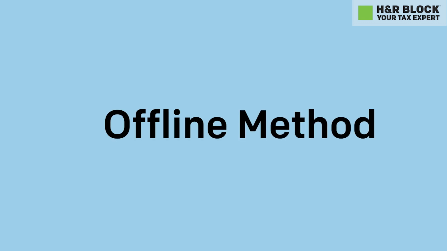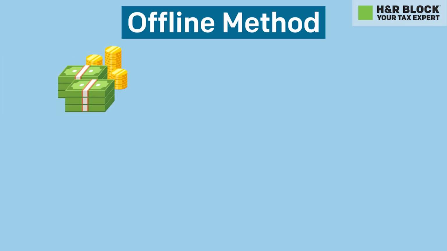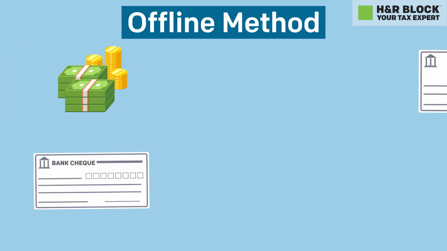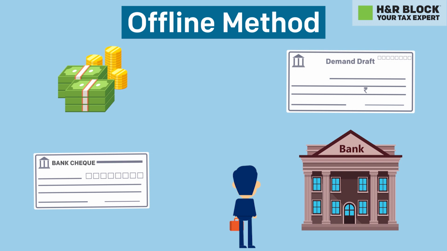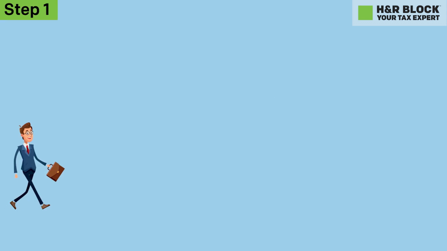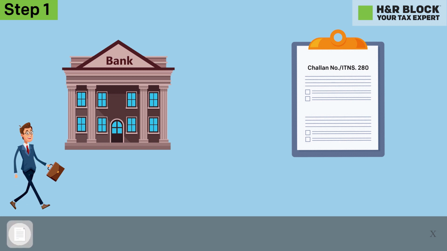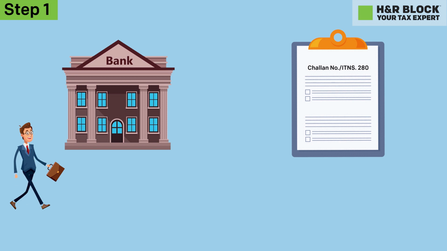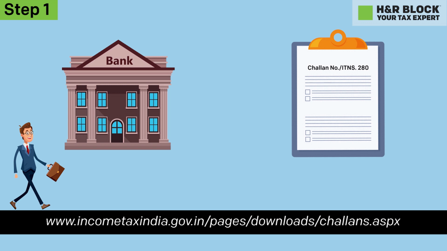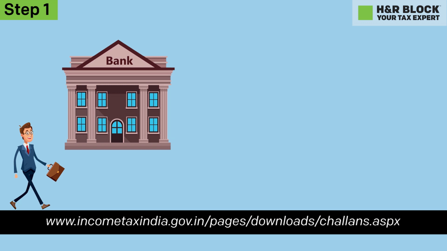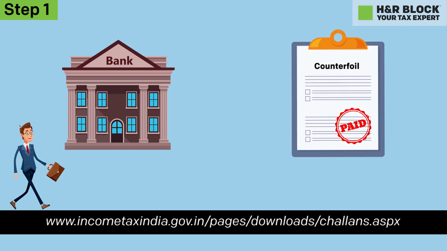Now let's look at the second method of paying income tax. Offline method. You can pay your taxes through cash, check, or demand draft by visiting your bank. Here is what you have to do. Step 1. Visit your nearest bank and ask for Challan 280, or just download and print it from the Income Tax Department's website. You will find this link in the description below. Fill all the relevant details accurately and submit the challan. The bank will provide you with a stamped counterfoil as a proof of payment.